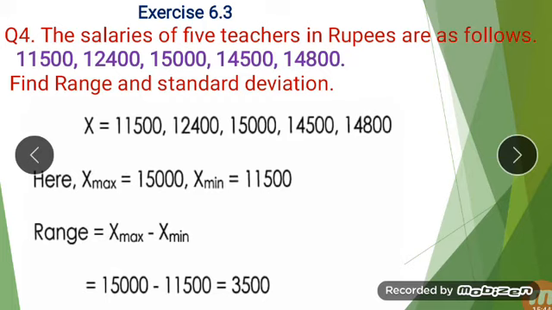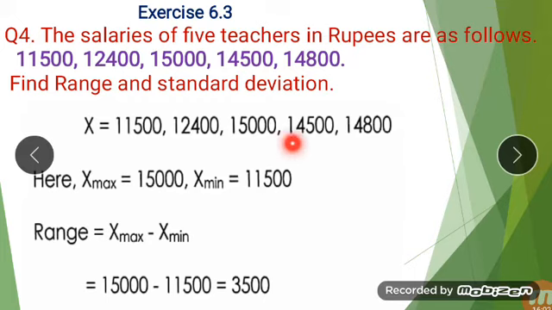Here we have exercise 6.3, question number 4. The salaries of 5 teachers in rupees are as follows. And here the data set is about the salaries of the teachers, and we are supposed to calculate range and standard deviation. So the first part is to calculate range.